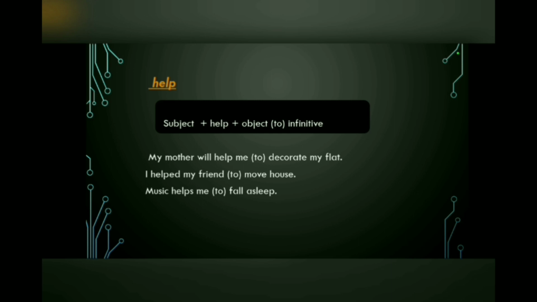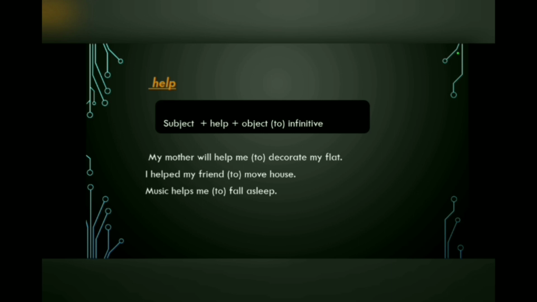I know that is a common doubt that gets brought up in a lot of classes, so I will show you some examples so you can see it for yourself. My mother will help me decorate my flat, or my mother will help me to decorate my flat. Same meaning, it doesn't matter whether you include it or not.